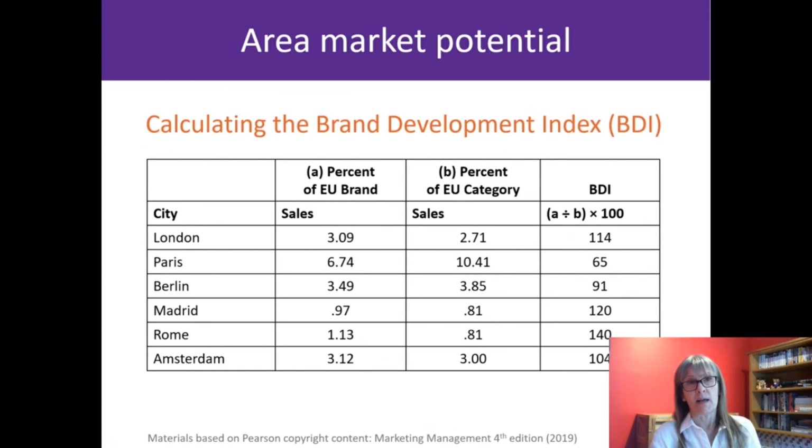Conversely, in the consumer markets, many companies compute area indexes to allocate marketing resources. Suppose a pharmaceutical company is reviewing the 6 cities listed here. The first 2 columns show its percentage of EU brand and category sales in these 6 cities. Column 3 shows the Brand Development Index, BDI, the index of the brand sales to category sales. London has a BDI of 114, because the brand is relatively more developed than the category in London. Paris's BDI is 65, which means the brand is relatively underdeveloped there.